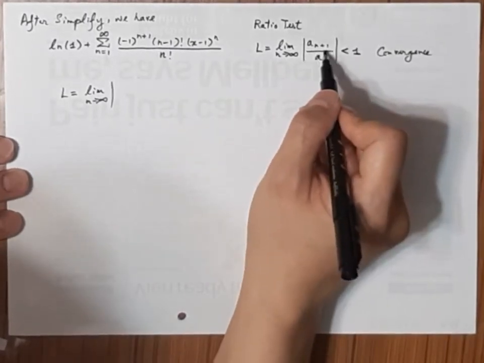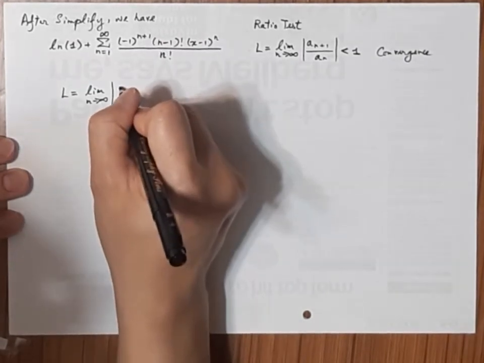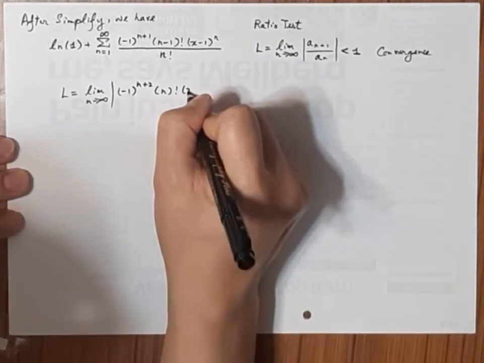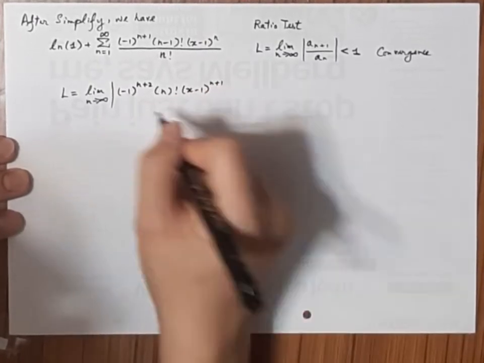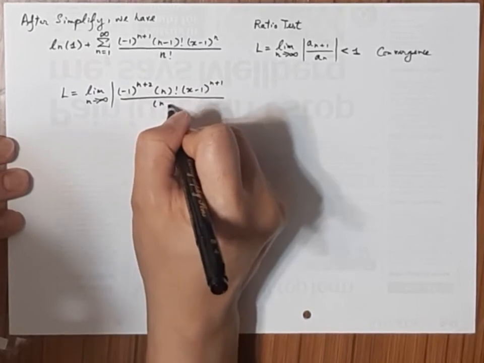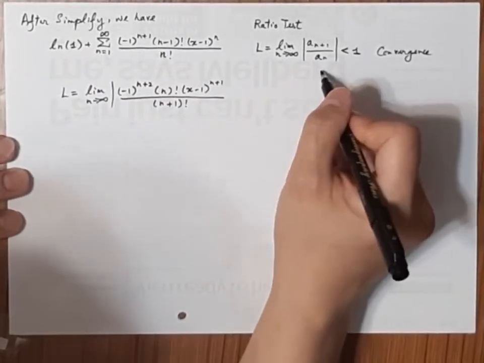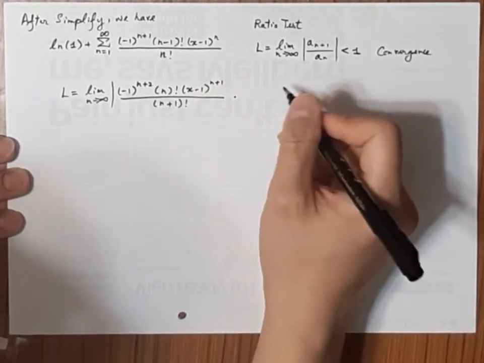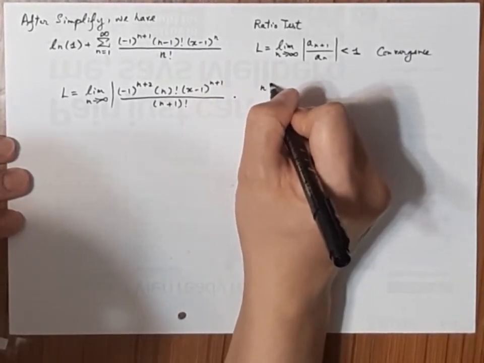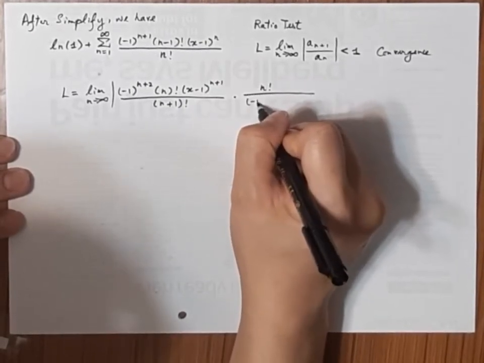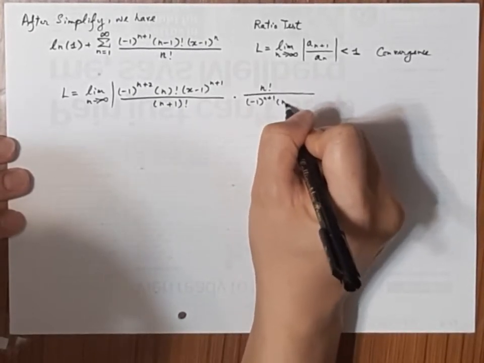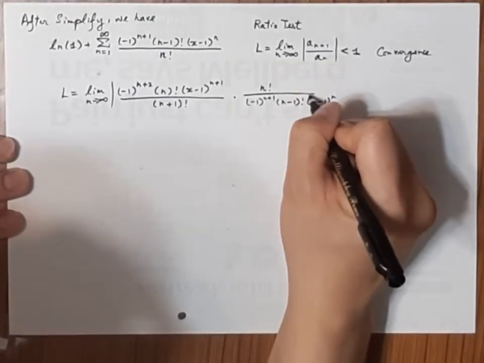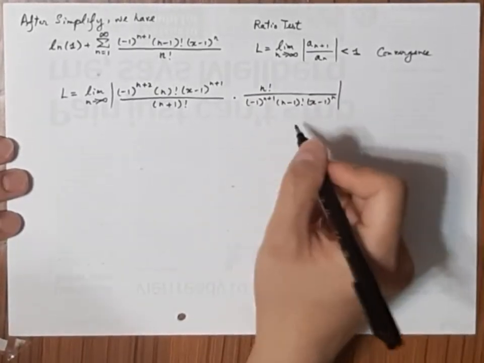We just put the n plus 1 into the n here. So we have minus 1 to the n plus 2, n factorial and x minus 1 to the n plus 1, over n plus 1 factorial, and divided by the a n term, so we have to multiply by its reciprocal. So we multiply by n factorial over minus 1 to the n plus 1 term, and this is n minus 1 factorial and x minus 1 to the power of n. We take the absolute value of the limit.